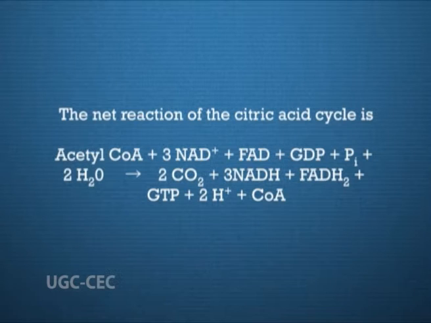So the net reaction of the citric acid cycle is acetyl-CoA plus 3 NAD plus FAD plus GDP plus inorganic phosphate plus 2 molecules of water gives 2 molecules of carbon dioxide plus 3 NADH plus FADH2 plus 1 GTP plus 2 protons and 1 CoA.